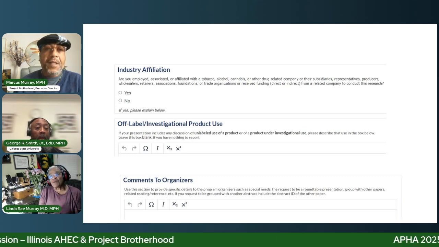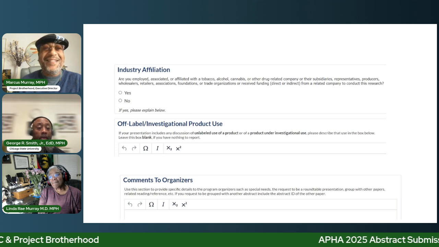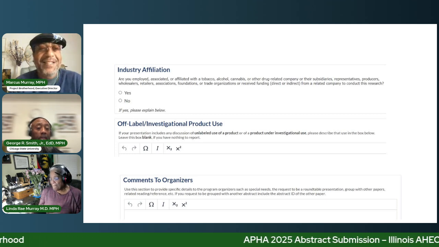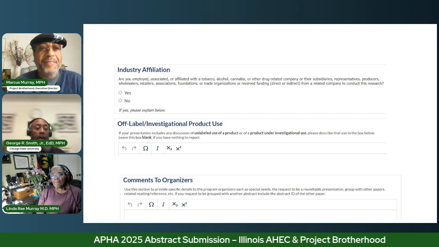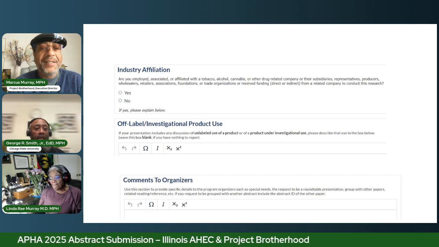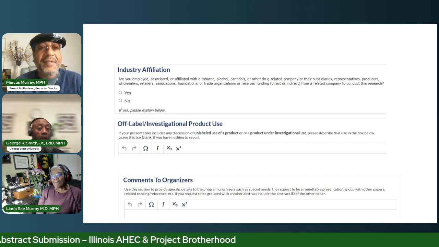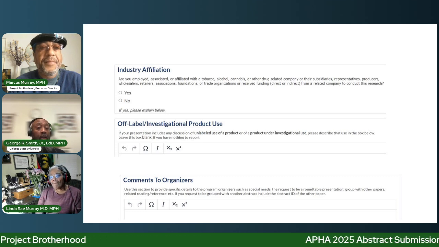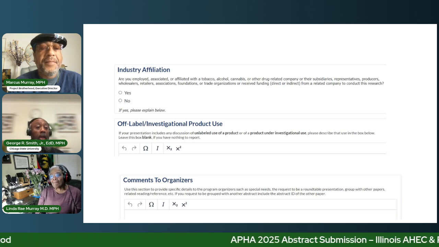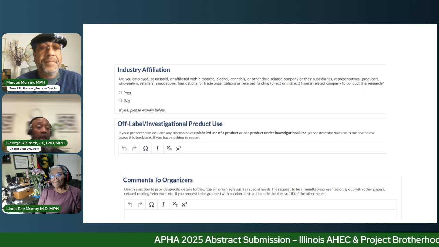Or George, either one. So you would go into, as Dr. Murray said, the comments to the organizers. One thing that you could do is say, hey, I'm doing research in Chicago on men's health, and this is another researcher. They're submitting a paper. Our work is kind of related. Maybe we could come together, or maybe we could try to be in the same session if that allows.